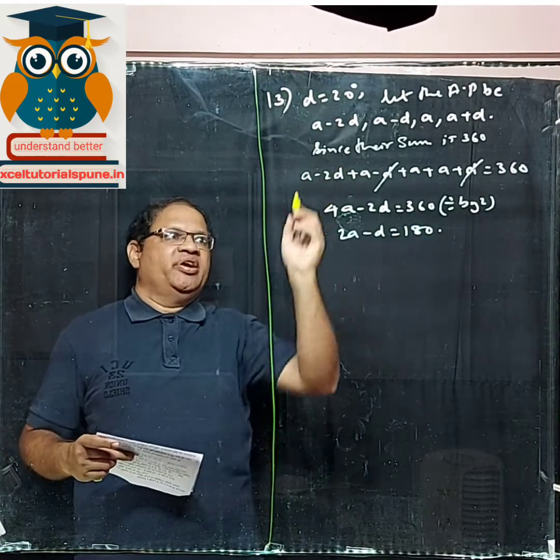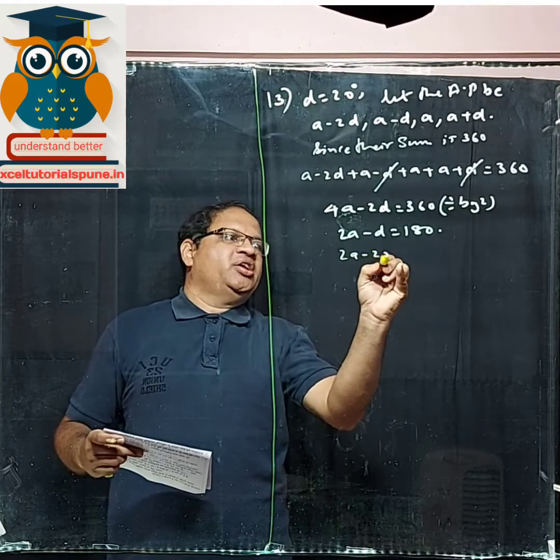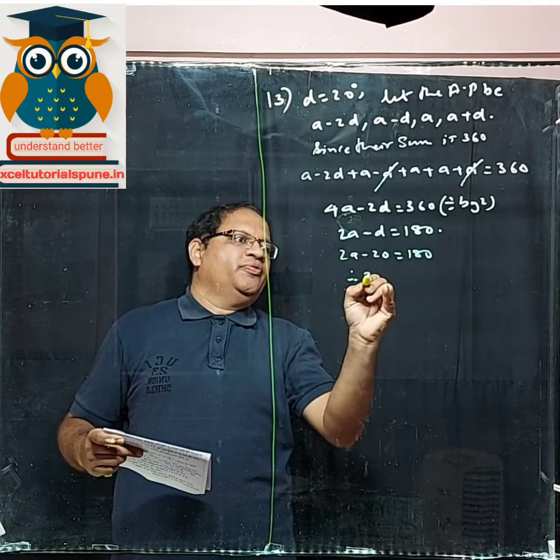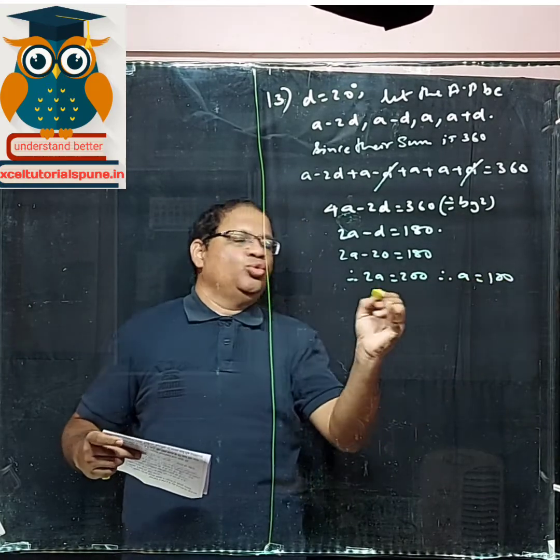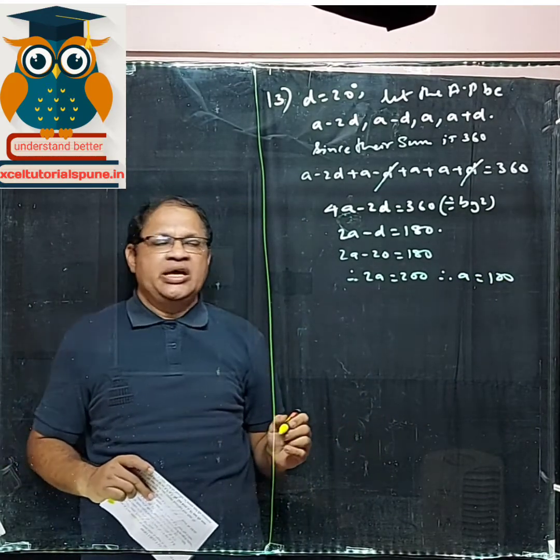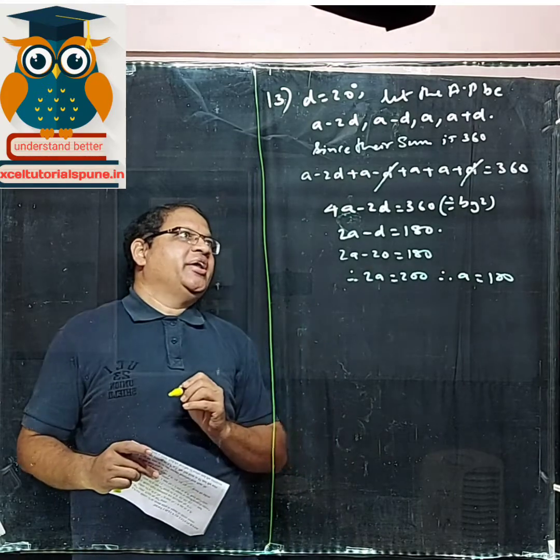Okay, now d is already given, 20. So 2a minus 20 is 180. Therefore 2a is equal to 200. Therefore a will be 100. 2 goes down, 200 divided by 2 is 100. So a we got 100.